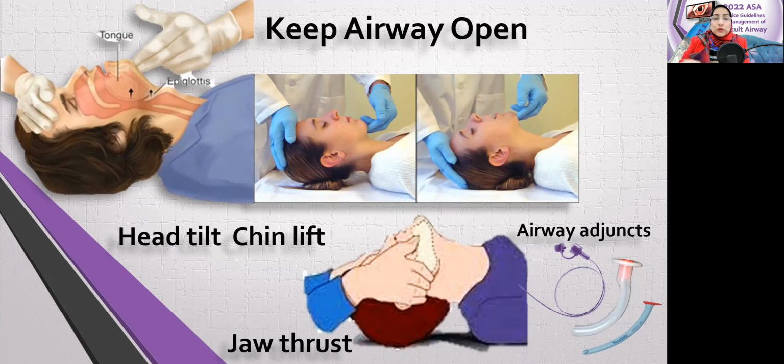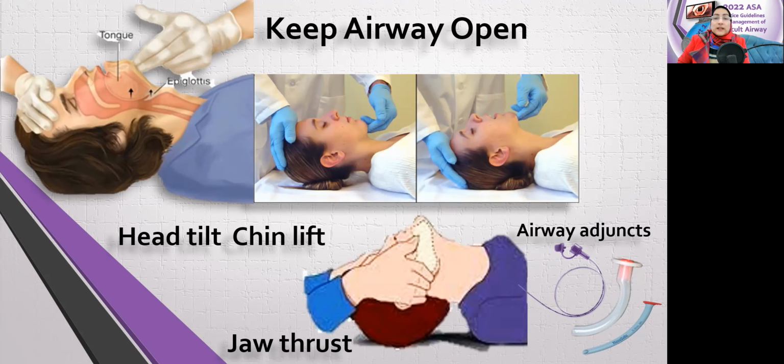Head tilt chin lift shouldn't be done if there is an unstable cervical injury or cervical spine injury. Don't do head tilt chin lift in head trauma. You can do a jaw thrust instead. How to do a jaw thrust? You put the heels of both hands on the parieto-occipital region and the other fingers at the angle of the mandible, pushing the angle of the mandible upward and anteriorly, and open the mouth with the thumb, as in the picture.